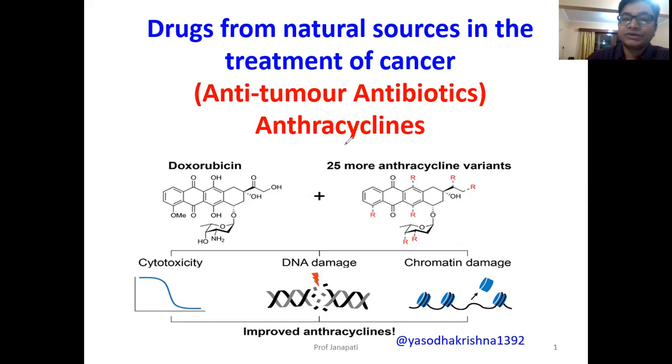Today, we are going to learn about anti-tumor antibiotics, in continuation to the previous video, that is anthracyclines. Among anthracyclines, doxorubicin is the most prominent drug. Apart from that, there are a few drugs which are already marketed and approved by regulatory authorities: doxorubicin, daunorubicin, epirubicin, idarubicin. There are still 25 more compounds in trials, which can come into the market in the next couple of years.